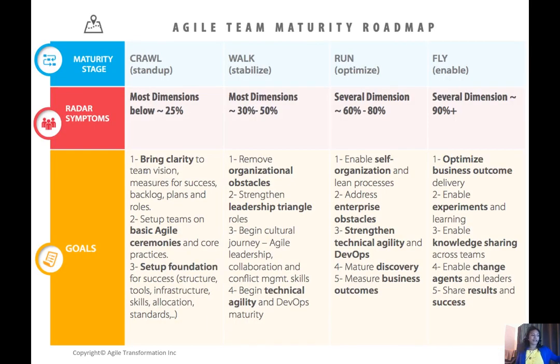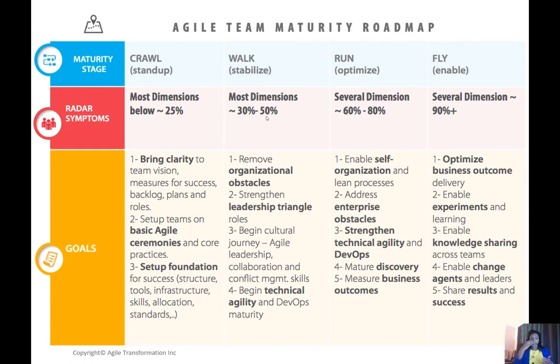So let's talk about the Agility Health maturity roadmap, really. So we start with crawl, which is standing up the teams. That really, the symptoms on the radar would look like most dimensions are below the 25%. It's the beginning of the journey. We're standing up teams. We're just basically starting to understand the basics. The walk is starting to stabilize. So most of the dimensions are going to be between that 30 to 50%.